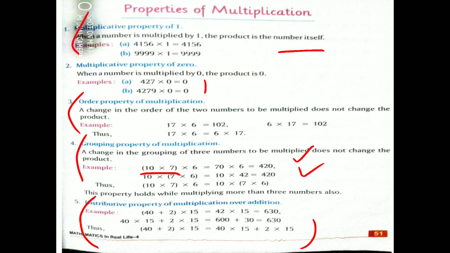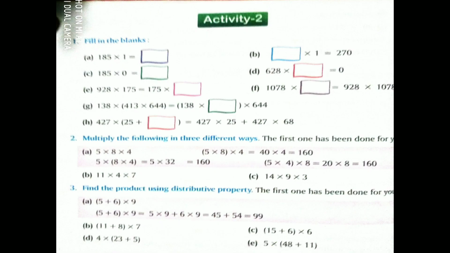Last one is the distributive property over addition. Distributive property means you have to multiply each number which is present in a group with the number. Like 15, I will multiply by 2 also, then by 40 also. What answer comes? Add them. That is called distributive property of multiplication over addition. Clear? Now on the basis of these properties we do activity 2, question 1.